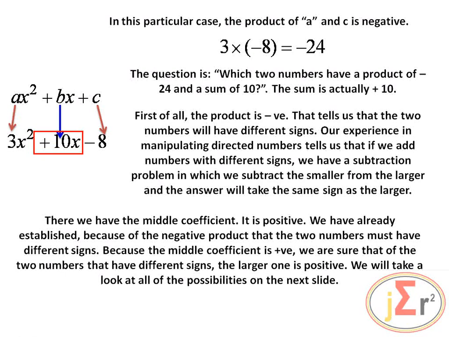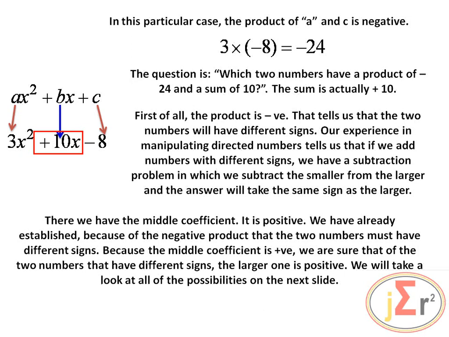We have already established, because of the negative product, that the two numbers must have different signs. Because the middle coefficient is positive, we are sure that of the two numbers that have different signs, the larger one is positive. We will take a look at all of the possibilities.